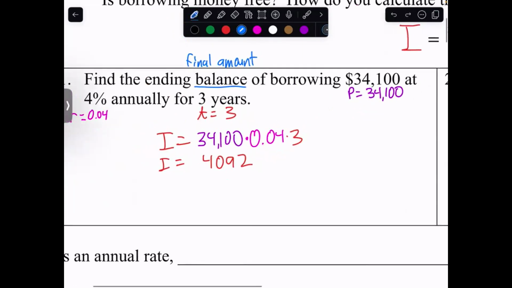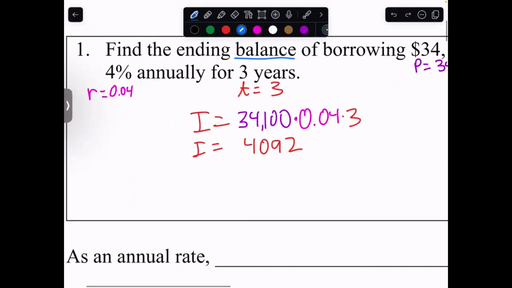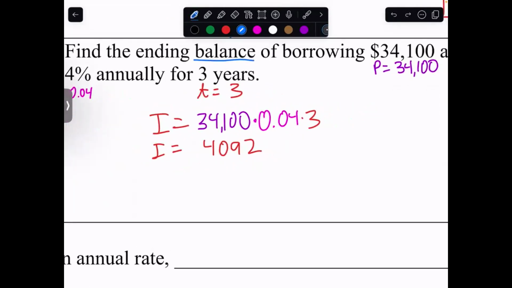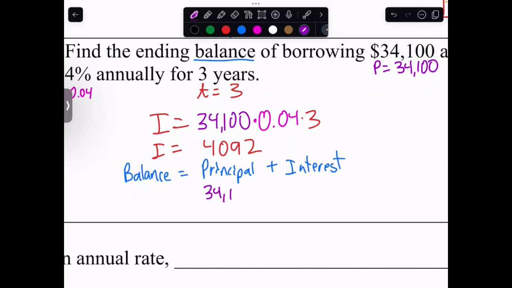So in this case, the balance will be the principal plus the interest. Because you still have to pay back the 34,100 you borrowed, but then you also need to pay the extra $4,092 of interest that built up.